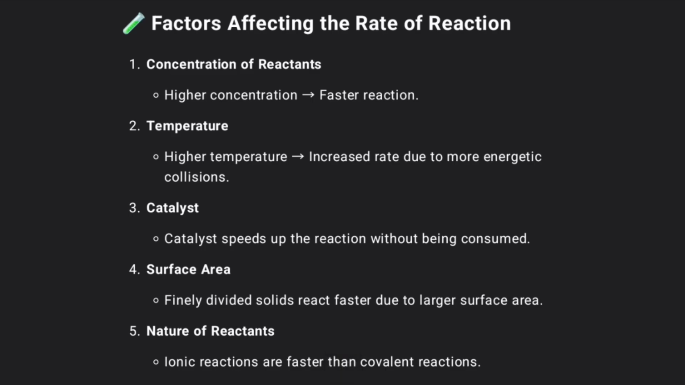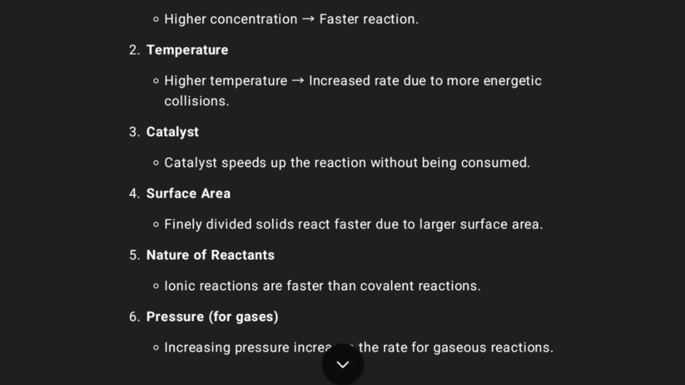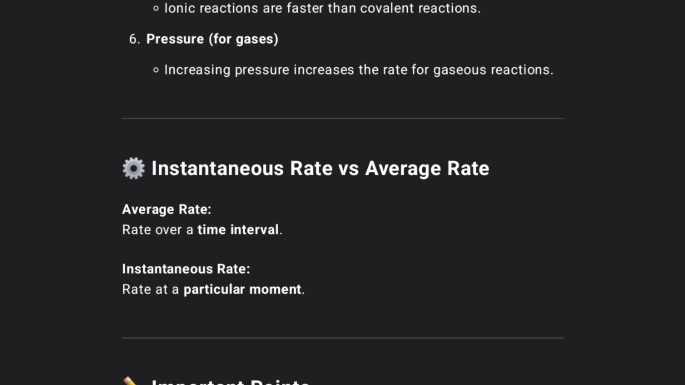3. Catalyst. A catalyst speeds up the reaction without being consumed. 4. Surface area. Finely divided solids react faster due to larger surface area. 5. Nature of reactants. Ionic reactions are faster than covalent reactions. 6. Pressure for gases. Increasing pressure increases the rate for gaseous reactions.